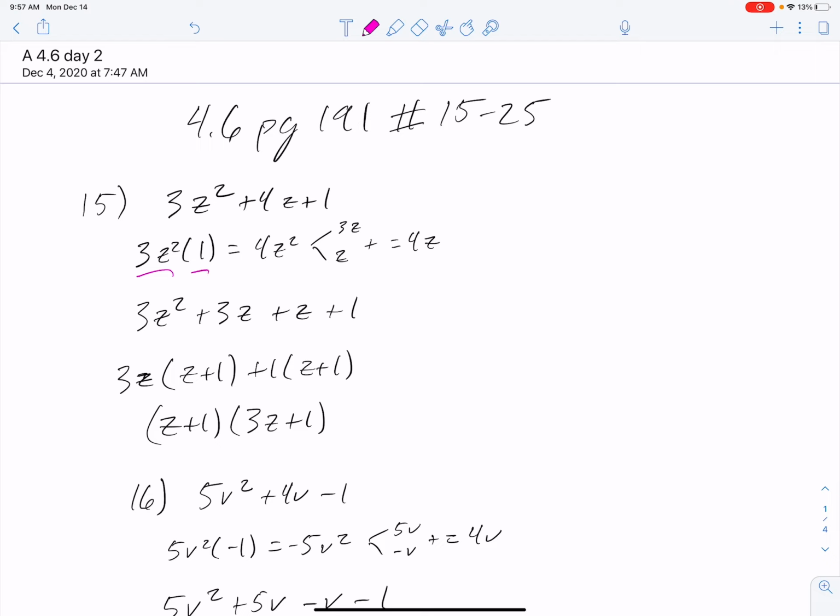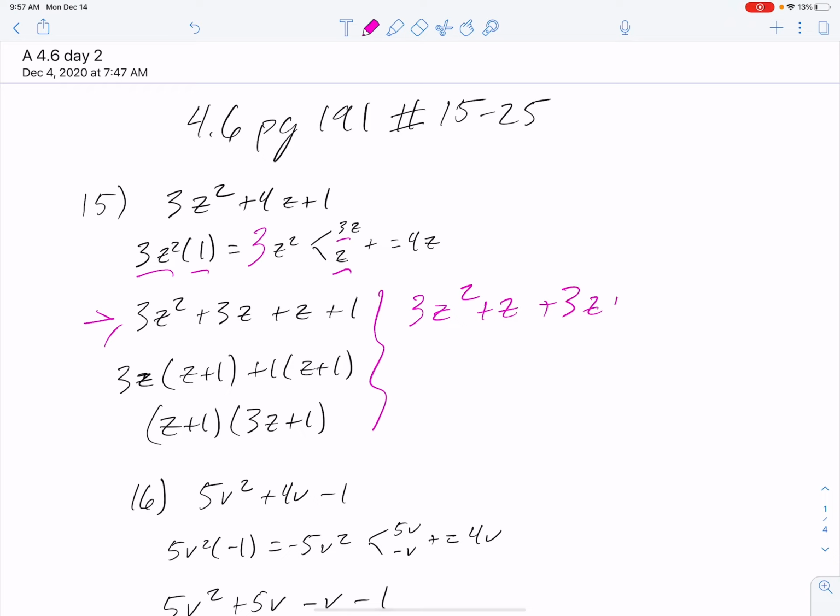And so now, sorry, I miswrote, and got 3z squared. So now I need factors of 3z squared that are going to add up to 4z, and that would be 3z and z. Now the order that I split my middle term up doesn't matter. I'll demonstrate in this case.